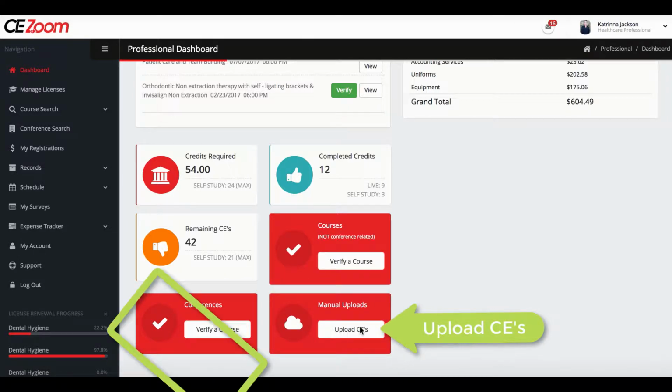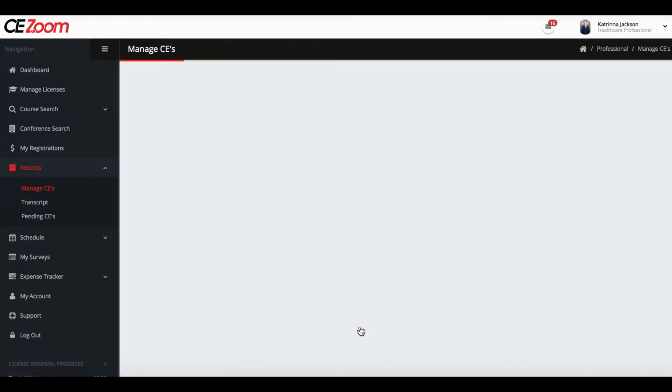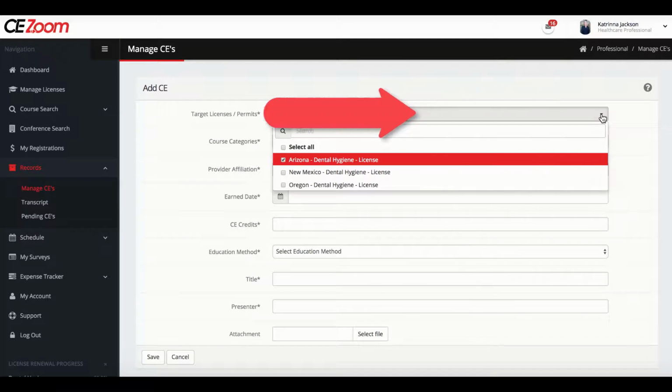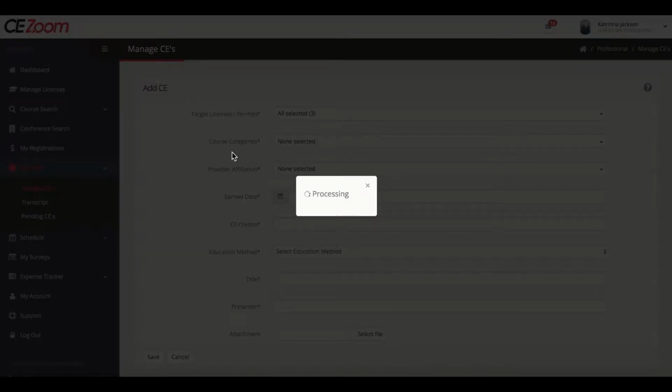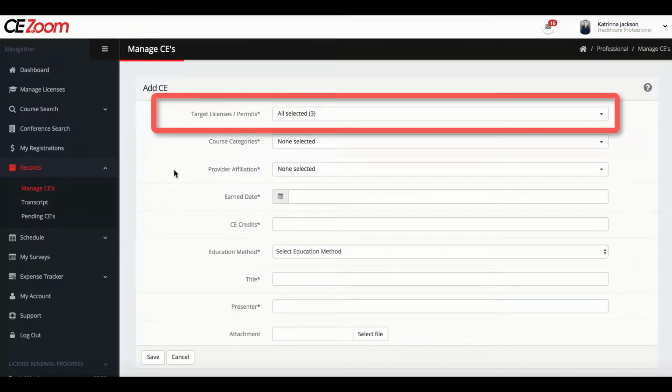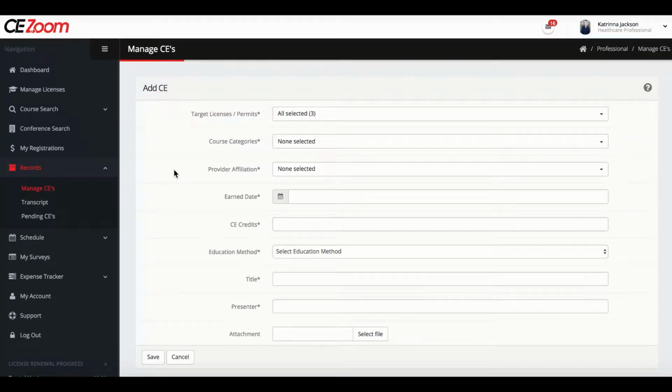The first field is asking which license or licenses you want to allocate the CE to. If you have multiple licenses and/or permits, click the little arrow to expand your selections. You will most likely always want to select all. The CE hours you are inputting will only be applied to the licenses and/or permits that are selected in this field. These next few steps are super important for your CEs to track correctly.